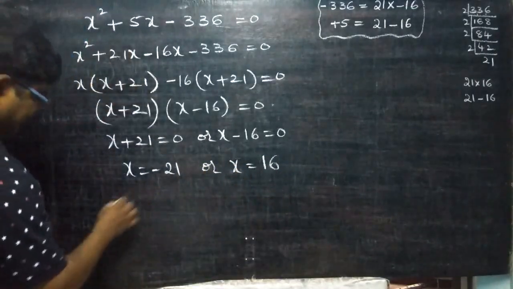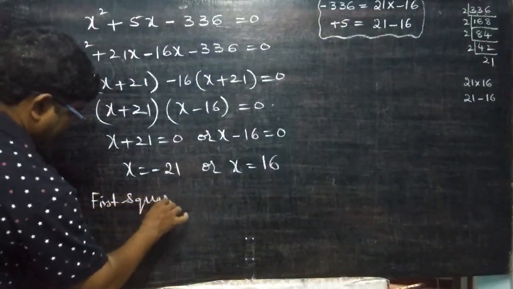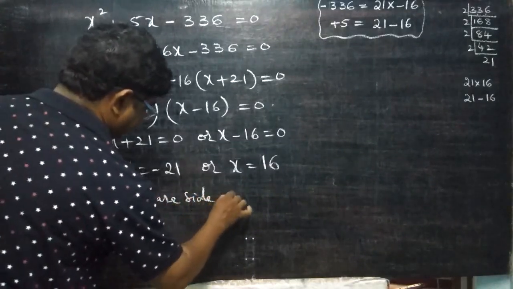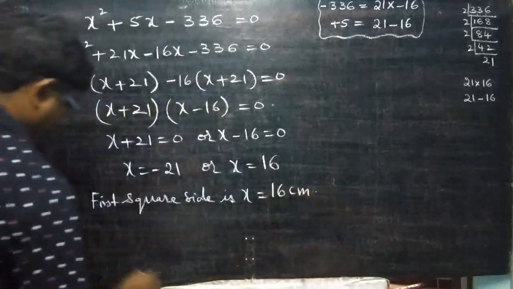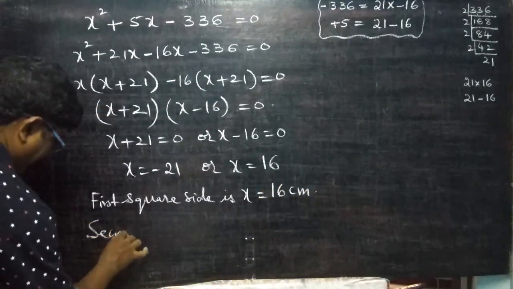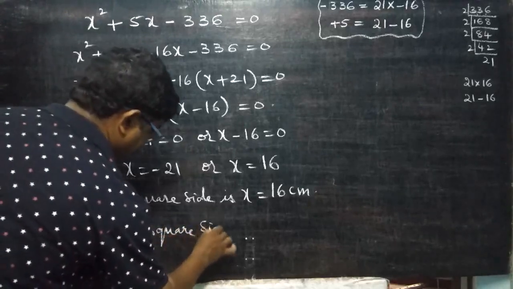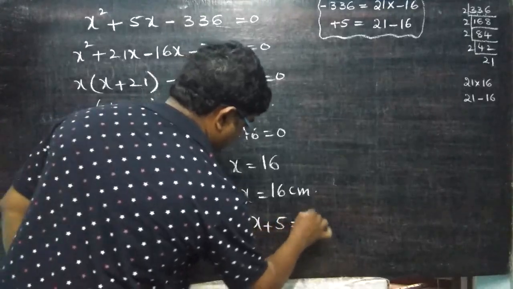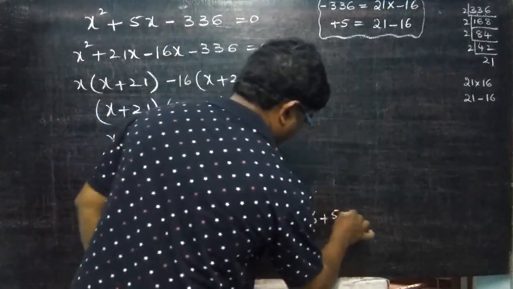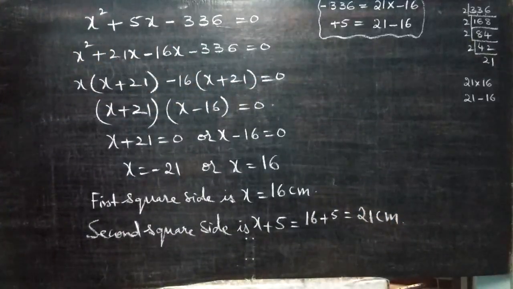So the first square side is x, which is 16 centimeters. Next, the second square side is x plus 5, so 16 plus 5, 21 centimeters. They told us to find the sides. We have found the sides.